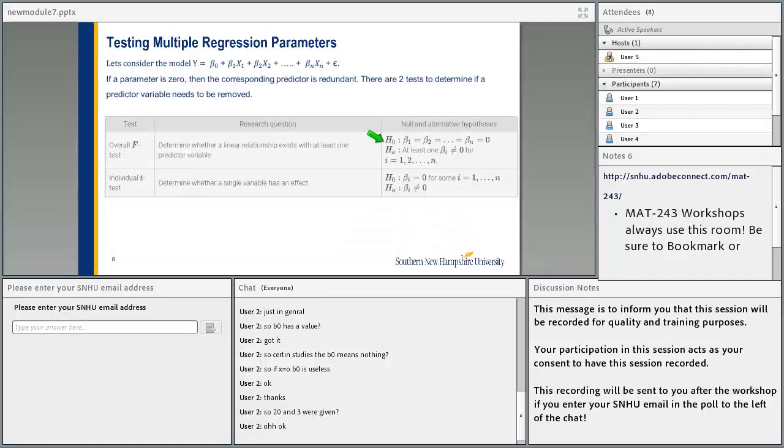So here my null hypothesis would be that there is no relationship. So all my regression parameters are equal to 0. So beta 1 equals beta 2 up to beta n, they're all equal to 0. That's my null hypothesis. The alternate is that there is at least one beta value which is not 0. So it could either be beta 1 or beta 2 or beta 3. We don't know which one. This test will only tell us whether there is at least one beta value which is not 0.